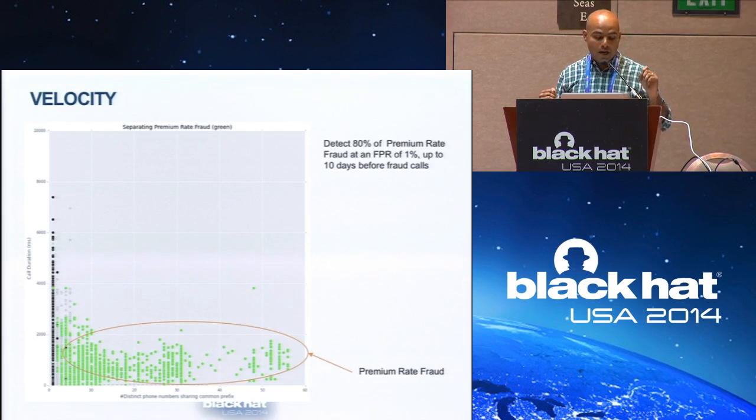And this is important: up to 10 days before actual fraud calls. So we could detect up to 10 days before fraud calls that a certain premium number was actually fraudulent. That's an example of how velocity can help you predict fraud.